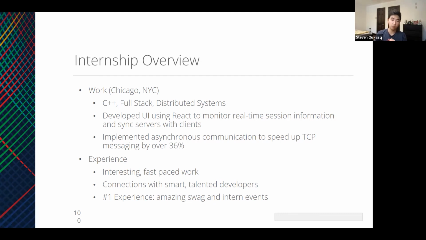And so the experience there, I would say, is very interesting. It's pretty fast-paced work. I think I worked maybe around 45 hours a week, but I never felt like I was bored or doing any sort of brunt work. Everything was very interesting, and I was learning a lot throughout the whole thing. And you definitely make connections with a lot of smart and talented developers.